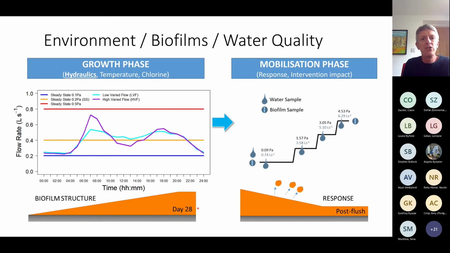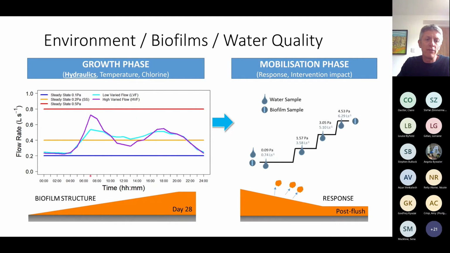Then after a month, we simulate a hydraulic disturbance. So we increase above the highest flow it's seen over the month and put in some stepped increases of flow, and observe how the biofilm is mobilized into the bulk water, as well as, by taking coupons afterwards, what's left on the pipe wall.